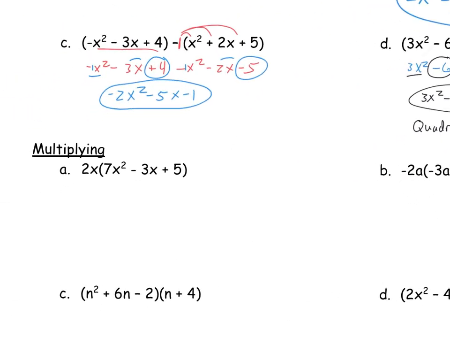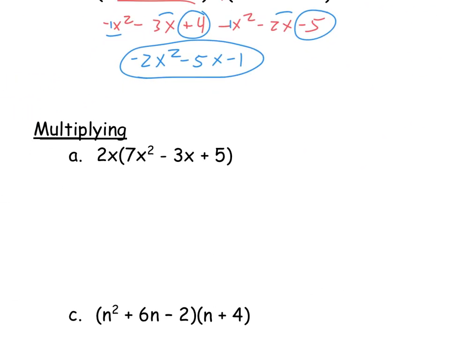Okay, so now we're getting into some multiplying. When you're multiplying one term, I'm going to multiply 2x by all 3 of these terms. It's just a distributive property. I'm going to multiply, first of all, 2x times 7x squared. 2 times 7 is 14. X times x squared, you add those exponents. That's 1 plus 2 is 3. That'd be x cubed.